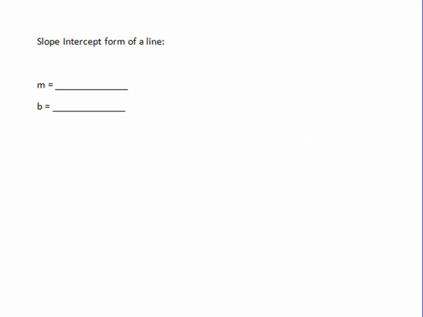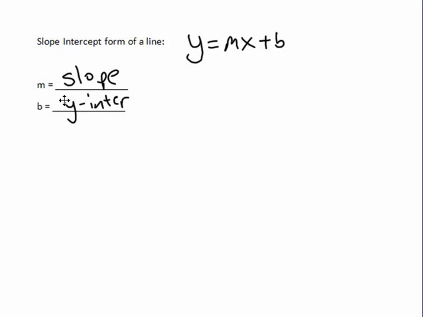Alright, so let's see if we can put this into motion here. The slope-intercept form of a line. This is the one you've been doing forever. This is the one you know. This is y equals mx plus b. I wish I had that big echo voice. That'd be awesome. But it's nothing more than y equals mx plus b. M, again, is our slope. And b is our y-intercept. The slope-intercept form of a line. Not too terribly difficult there.